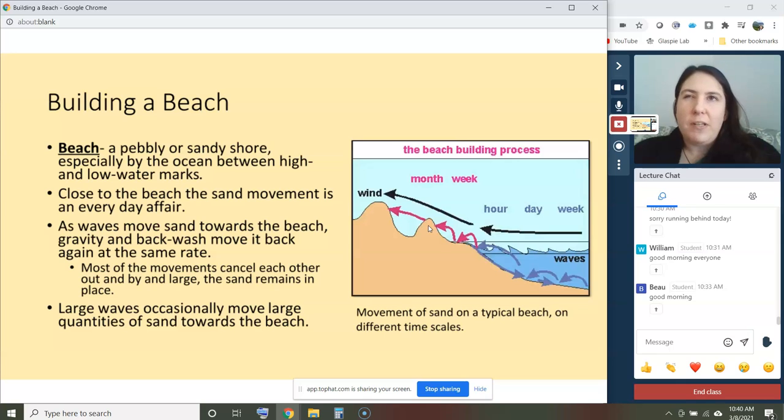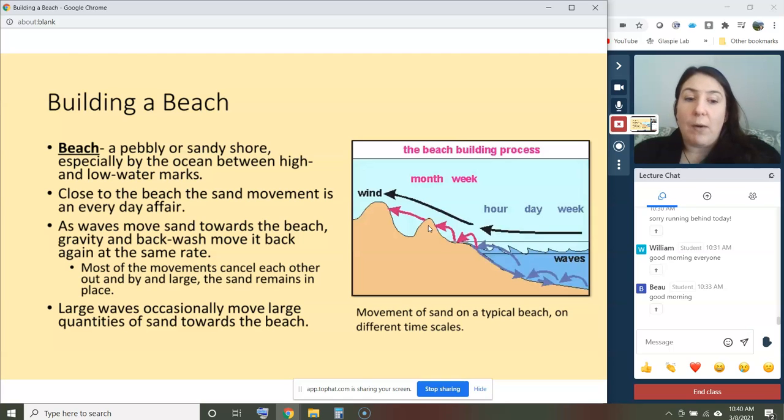You guys kind of intuitively know what a beach is, but I figured since I say it so many times, we might as well make it a term to define. So a beach is a pebbly or sandy shore, especially by the ocean, between high and low water marks. You can have beaches around lakes, but for the purposes of this course, we're talking about ocean beaches. So these are occurring between the high and low water marks.